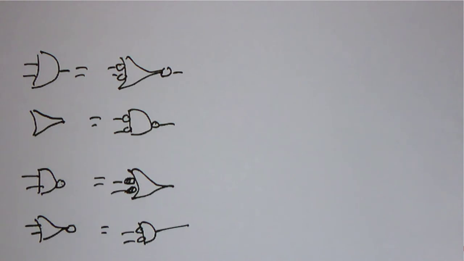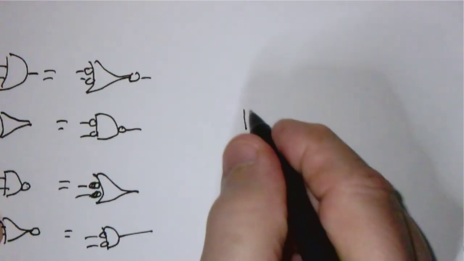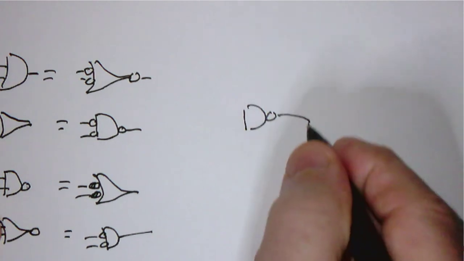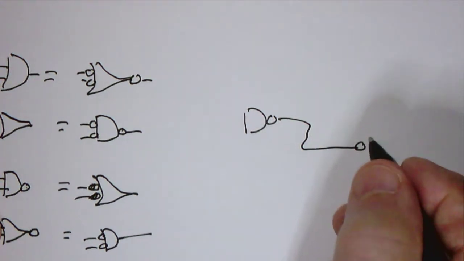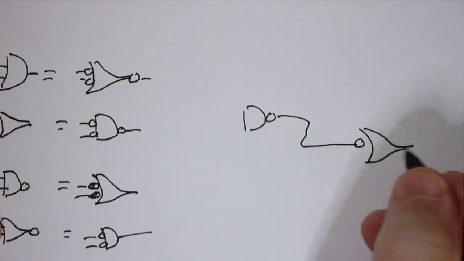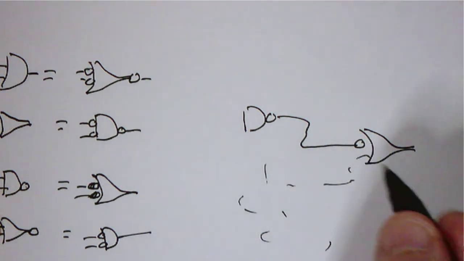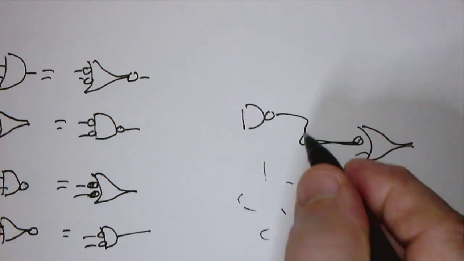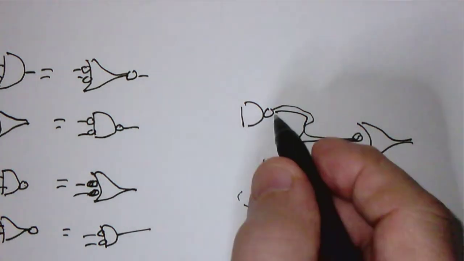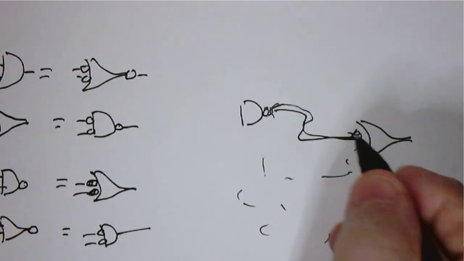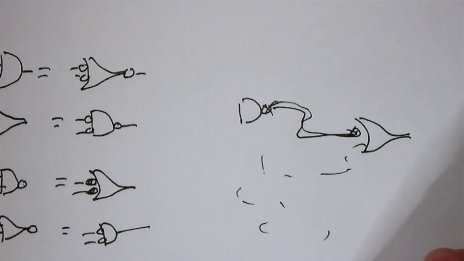So those are our alternate gate symbols, and you can directly substitute these in any schematic. And the other thing is, if you have a schematic like this where you have a bubble here and it goes down and you've got a bubble on an OR gate here, and you've got some other things going in, you can take this bubble and slide it up here on this wire and cancel them out. So they'll cancel each other out.